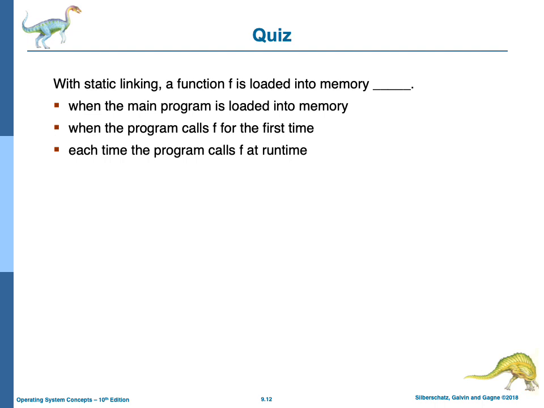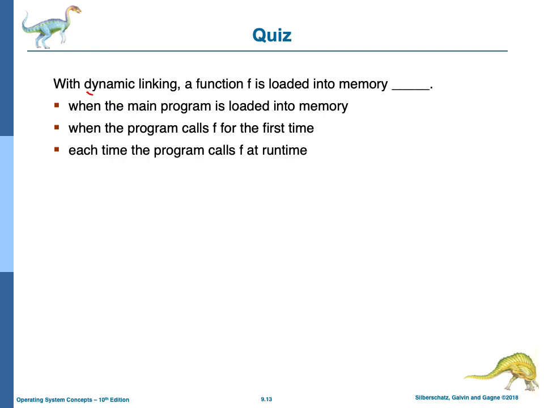And so the opposite of dynamic linking is static linking. With static linking, a function f is loaded into memory when? Is it when the main program is loaded, or when the program calls f for the first time, or each time the program calls f at runtime? With static linking, we said that we have to load everything at once before execution, which means that everything is loaded into memory when the main program is loaded.